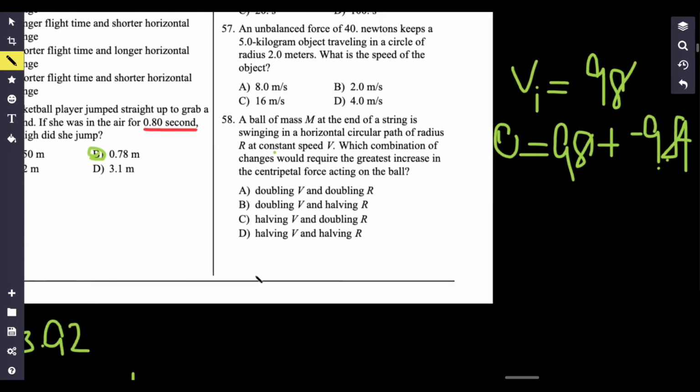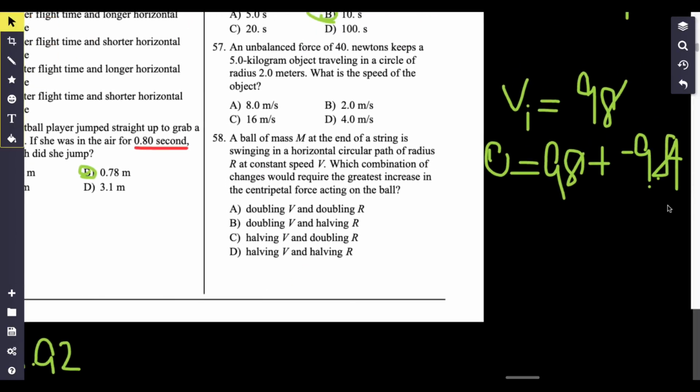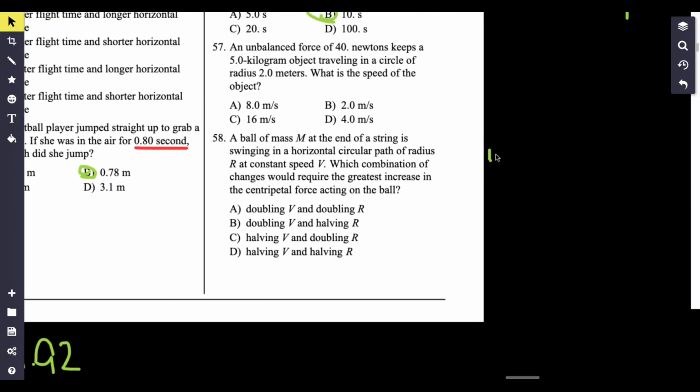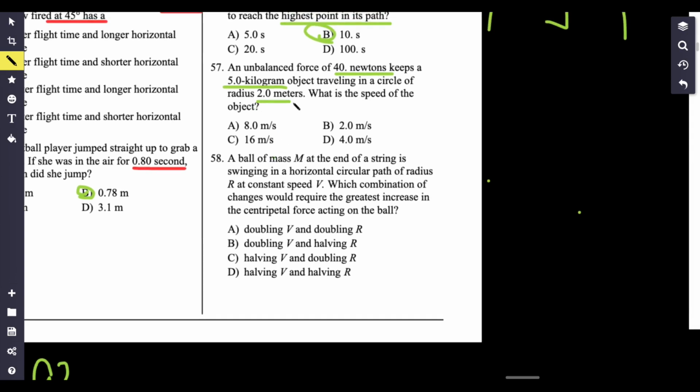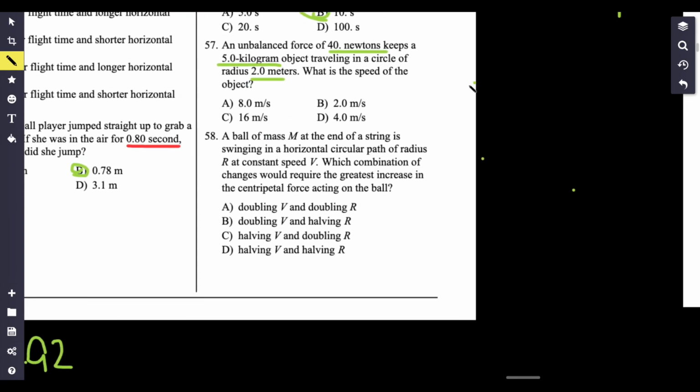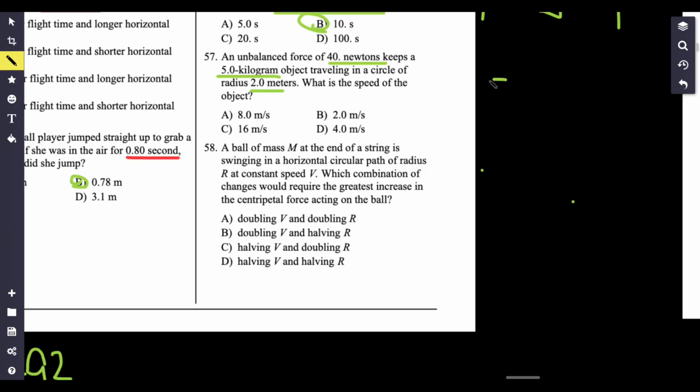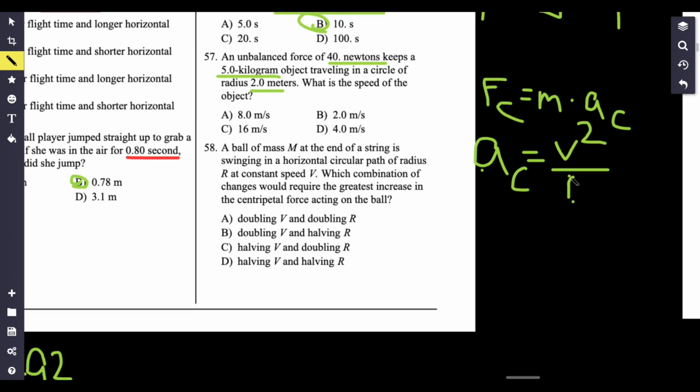For number 57, this is some centripetal stuff going on because we're talking about circles. So we have an unbalanced force of 40 newtons that keeps a 5 kilogram object traveling in a circle of radius 2 meters, and we want to find out what is the speed of the object. So the formula for centripetal force is the mass times the centripetal acceleration. And centripetal acceleration is equal to the velocity squared divided by the radius.